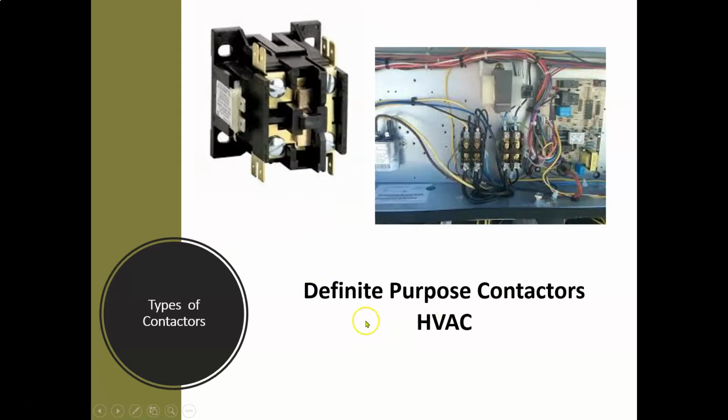Okay. Definite purpose contactors are for HVAC, right? These guys here are mainly used just to operate heating and AC units. They are used provided they have an automatic thermostat somewhere in the building to operate them, or they can have manual operation from a thermostat inside the building. They're especially made for HVAC units, heating units, and AC units. Okay.